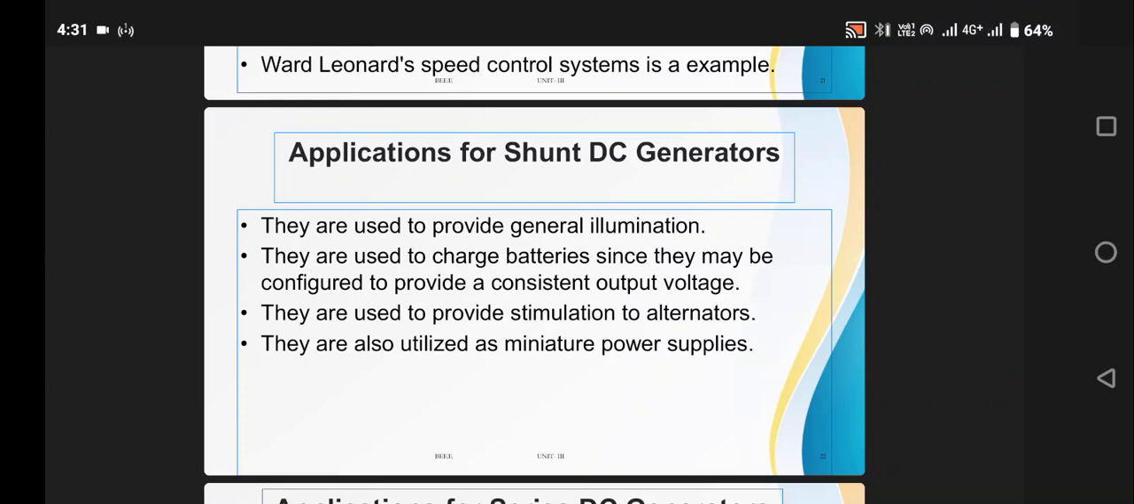Applications of DC shunt generators. They are used to provide general illumination. Then again, they are used to charge batteries. They may be configured to provide consistent output voltage. They can be used to provide excitation to alternators. They are also utilized as miniature power supplies.